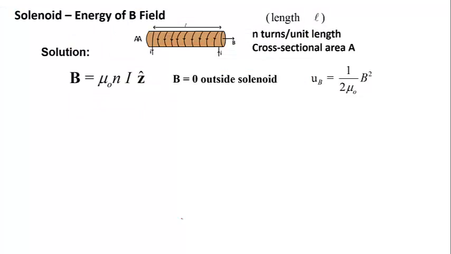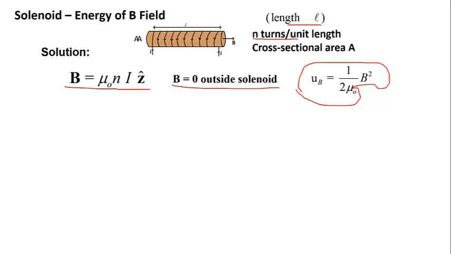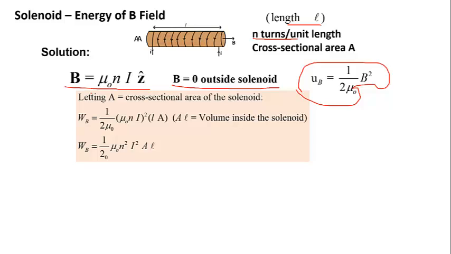Well, we can do the solenoid the same way, so we're going to use the same equation for the energy density. This solenoid has n turns per unit length, it has the same length L, and it has a cross section A. Well, we know that the B field inside is given by mu 0 n times I, where n is the number of turns per unit length. We know that B equals 0 outside. Well, we're going to assume that. And we're going to let A be the cross-sectional area of the solenoid.